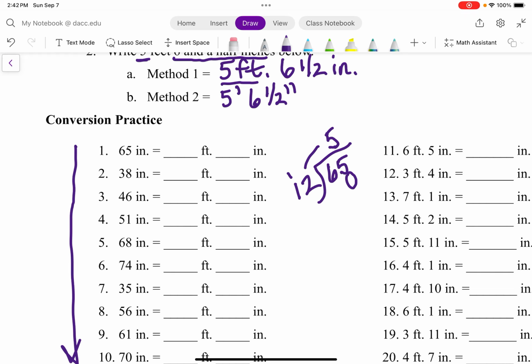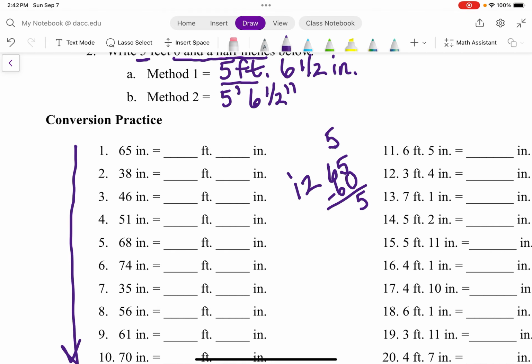5 times 1 is 5, plus the 1 is 6. And then 65 minus 60 is 5. Okay, so this is how you would look at this.